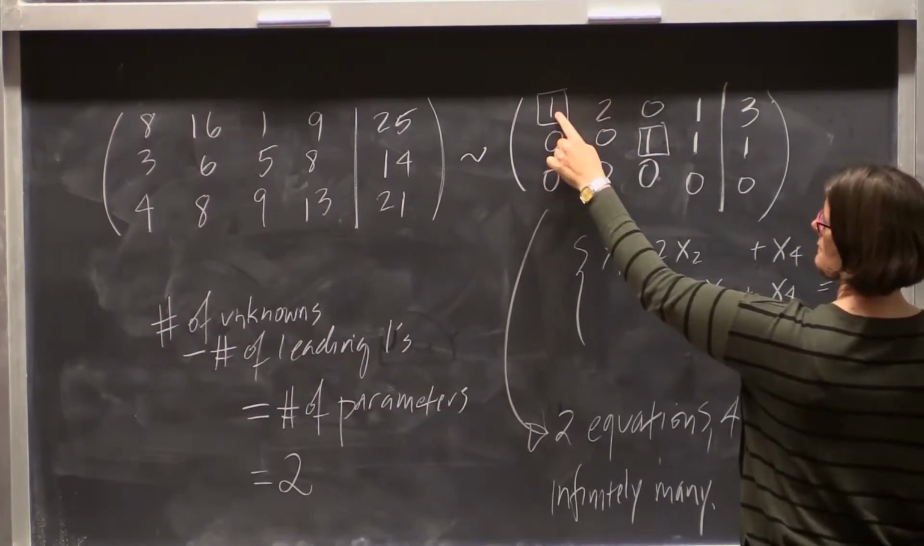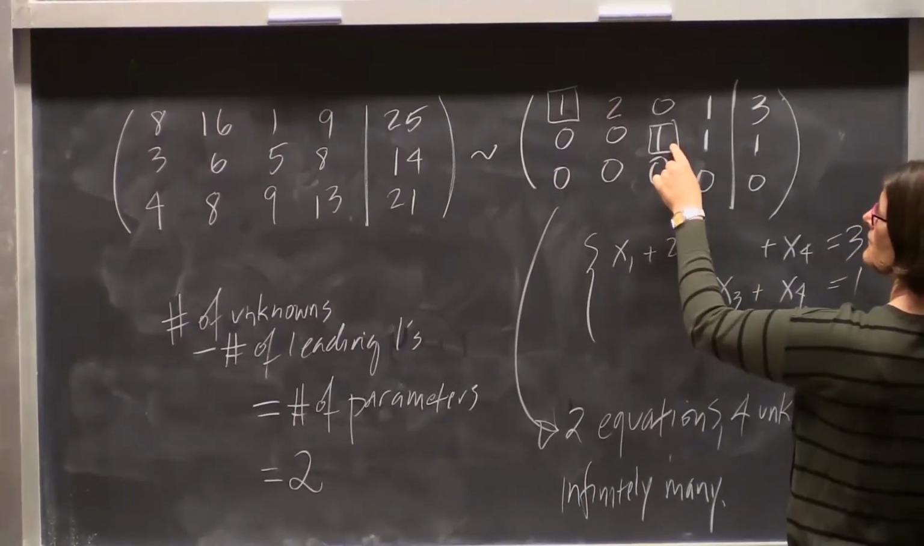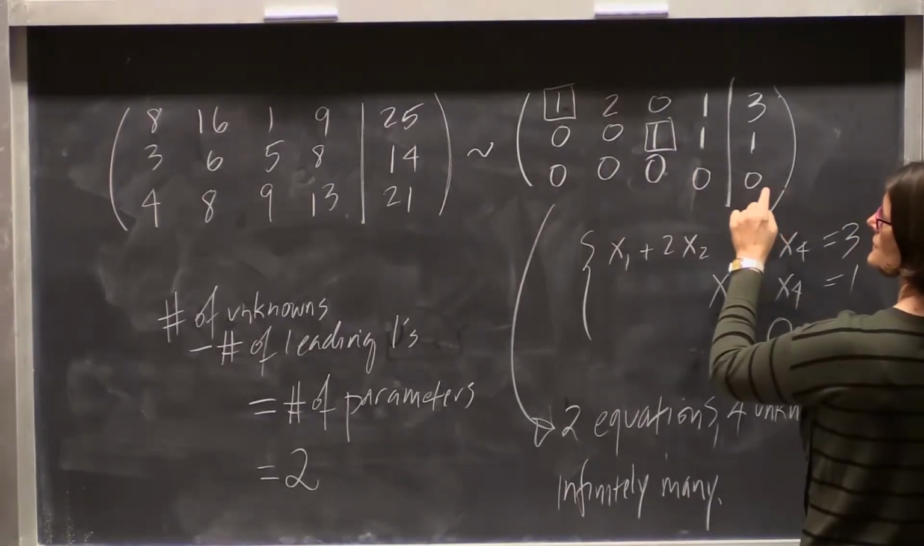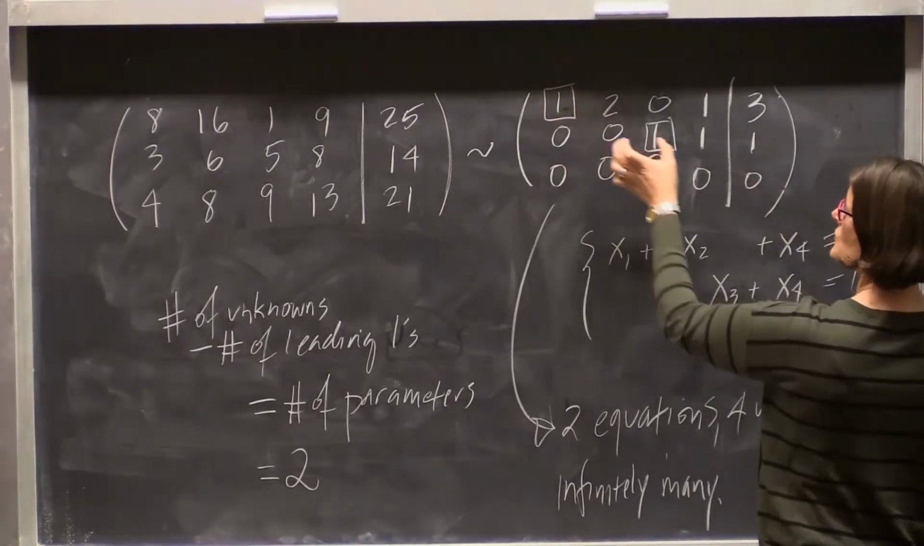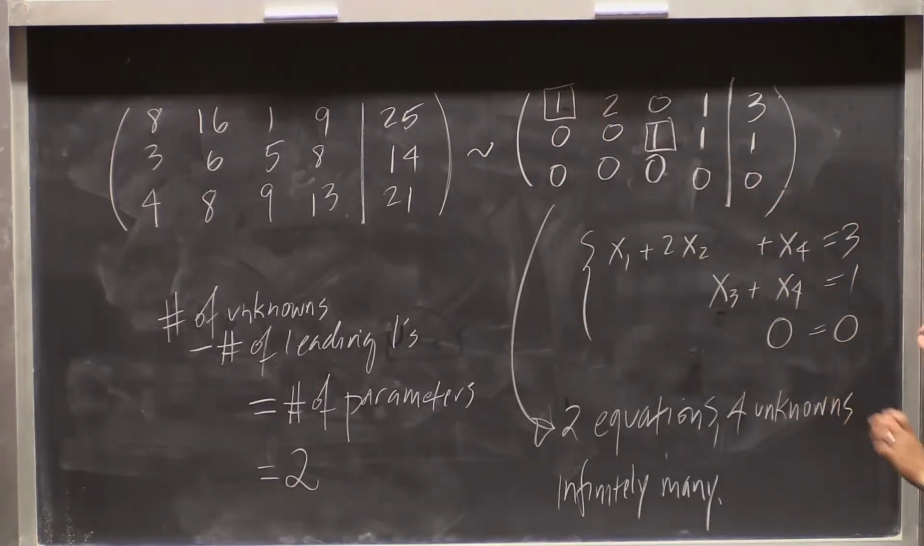So this is a 1, good. Above and below it, you have zeros, good. This is a 1, good. Above and below it, you have zeros, good. This is all zeros. And as you move down, the leading ones move to the right. That's the definition of reduced row echelon form.